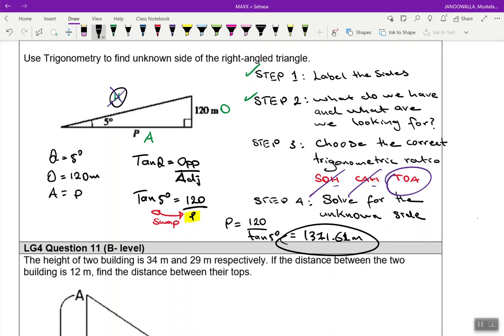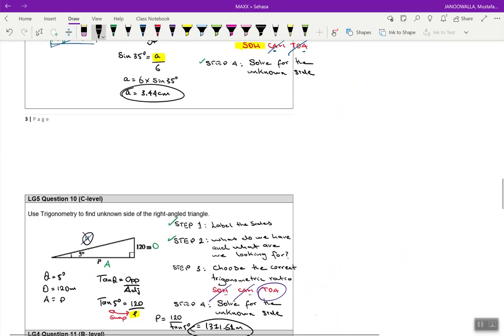Just remember that when the unknown is at the top, you just multiply. When the unknown is at the bottom, you have to swap it, and it's going to be divided. With that, we've done all our 4 steps. That's trigonometry.